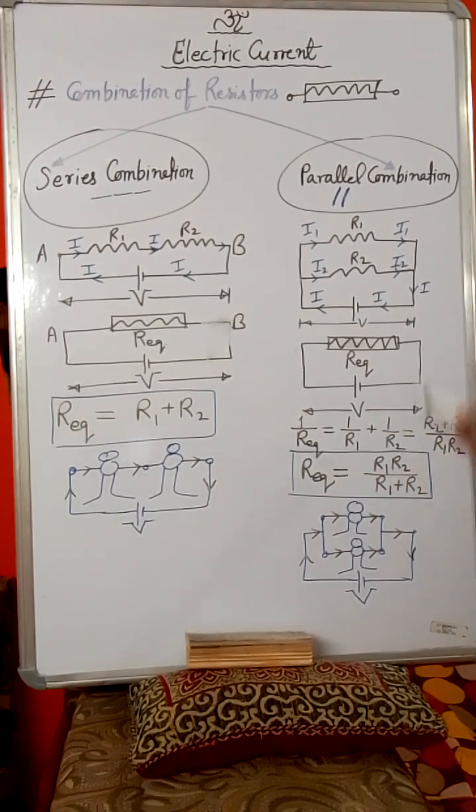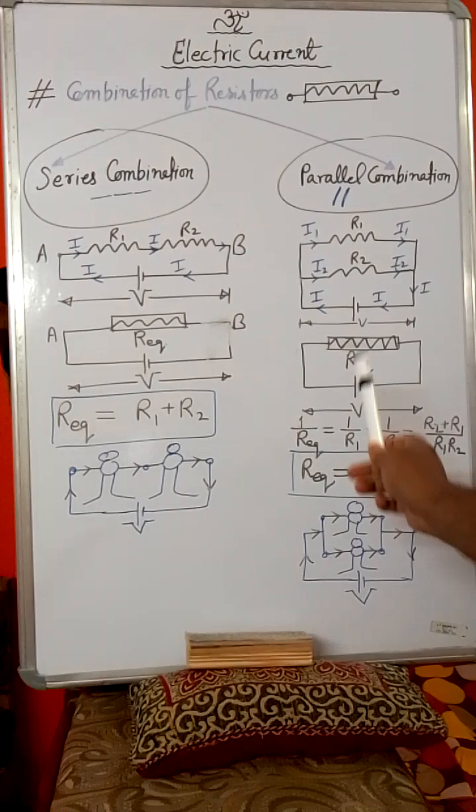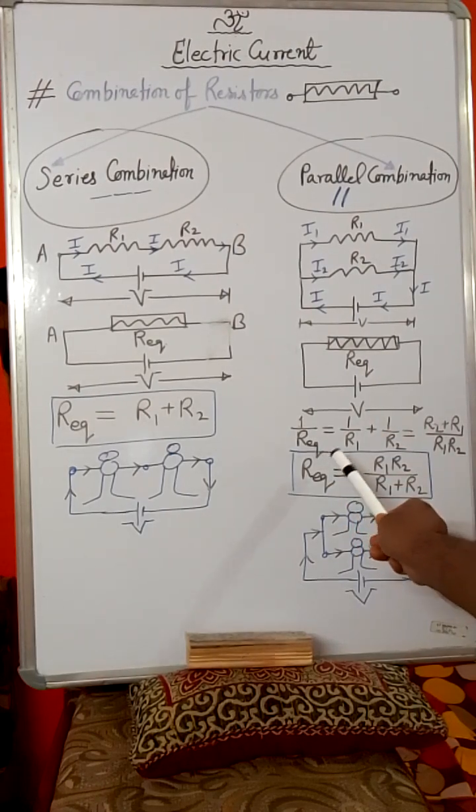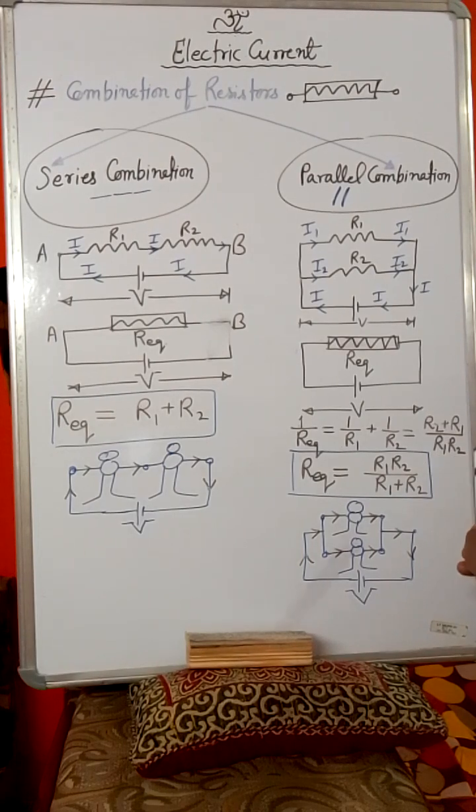1 upon R2. Now let's suppose there are more resistors in parallel combination. So again we will be adding, like let's suppose if R3, R4, R5 are there. So we will just write that 1 upon R equivalent is equal to 1 upon R1 plus 1 upon R2 plus 1 upon R3 plus dot dot dot and so on.